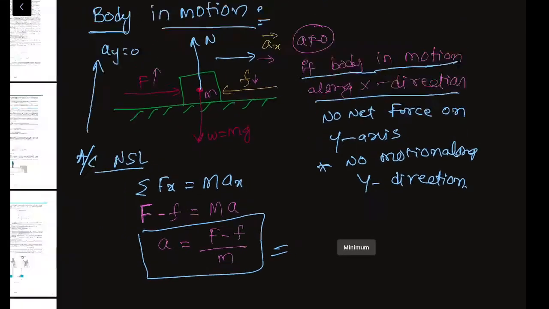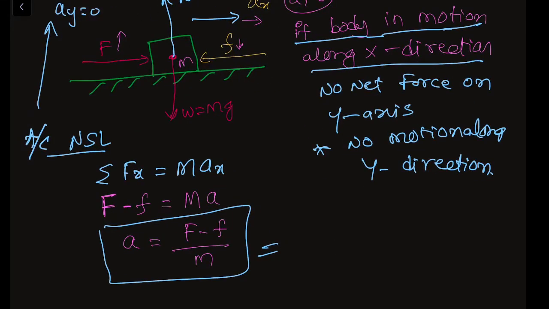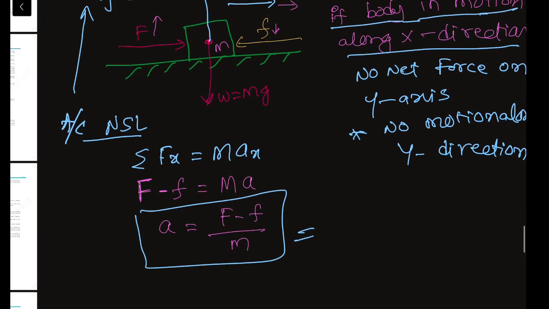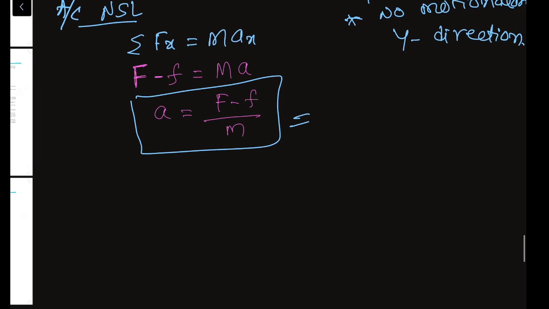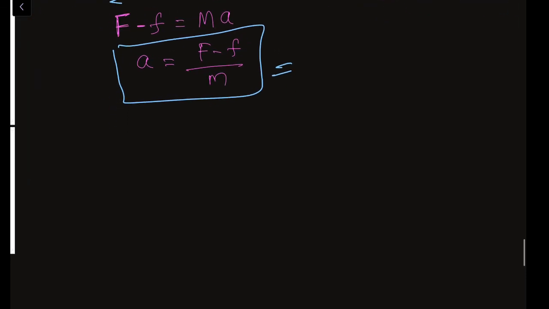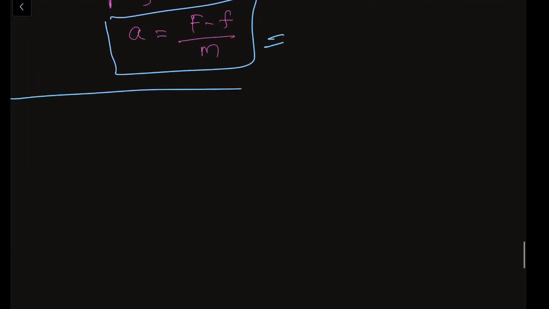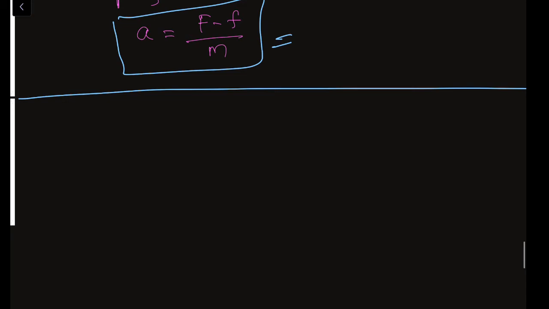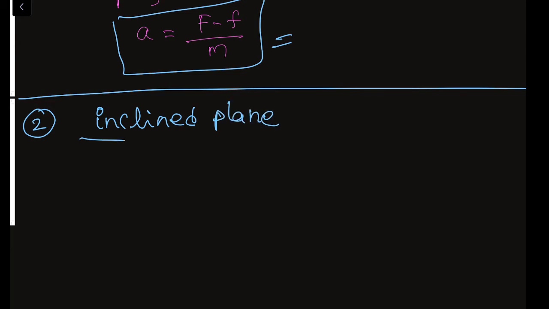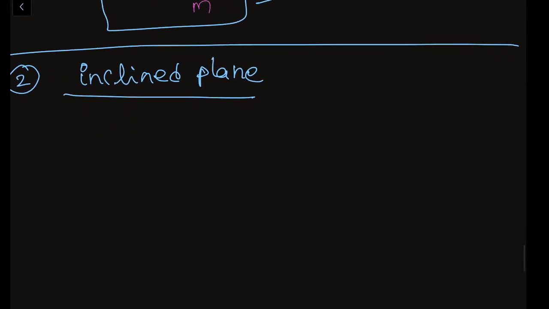The body which is in motion. Right. So now suppose the body which is at rest on an inclined plane. Second question, inclined plane or wedge. Suppose we have to take one inclined plane like this. In this case we have to take one body like this.